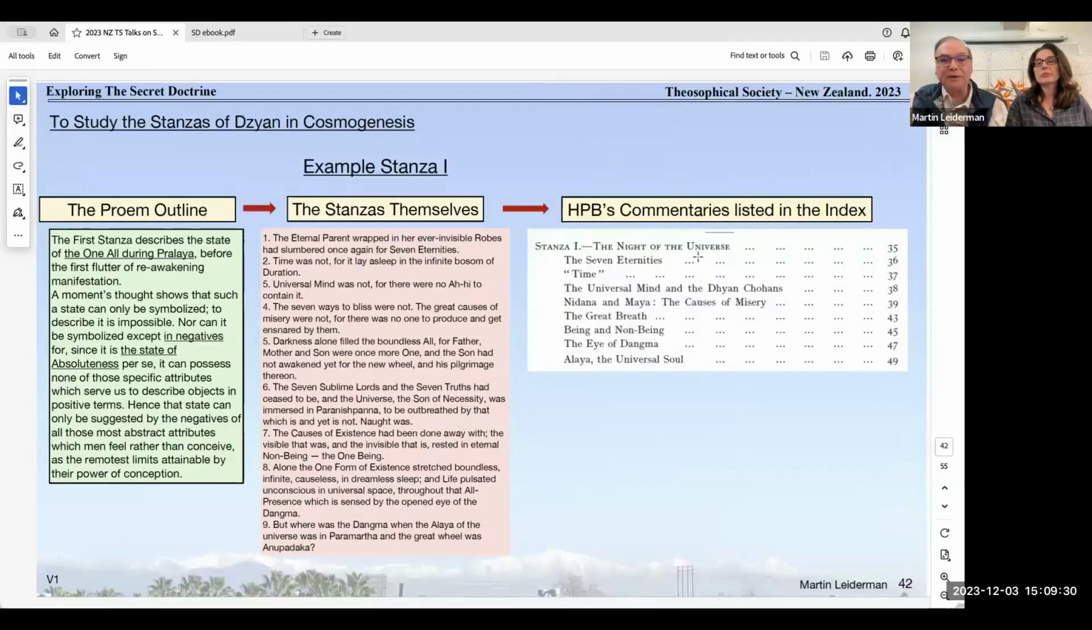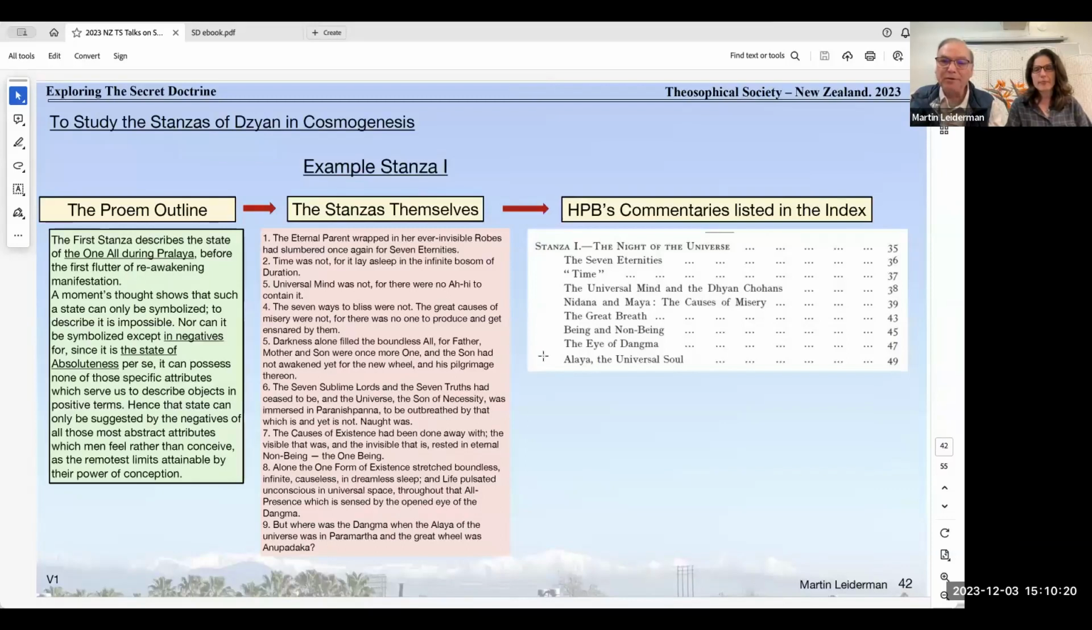So the night of the universe is the name, or the title, of the stanza. She's going to speak about the 7 eternities, the idea of time, and so on. And Alaya, the universal soul. Remember, in my first talk, I pointed to the idea of Alaya, which in The Voice of the Silence is the inner master and is the object of dharana, the concentration that will take you to dhyana, contemplation, and to samadhi. This is the inner teacher in The Voice of the Silence. Look for the word Alaya in The Voice of the Silence and make the connection.